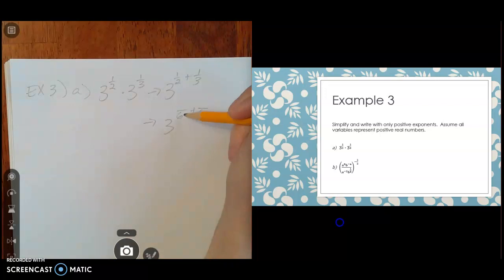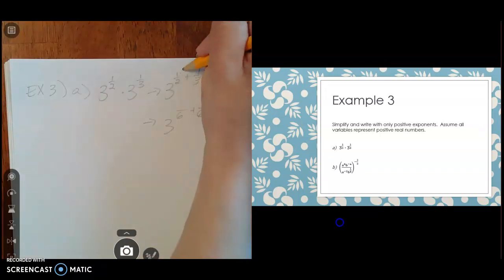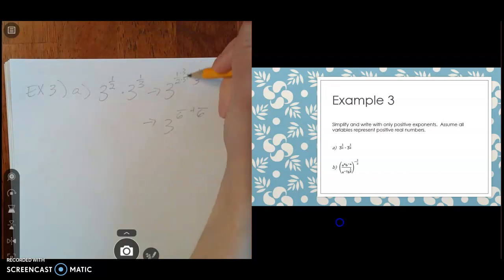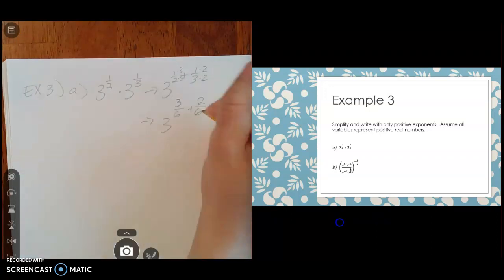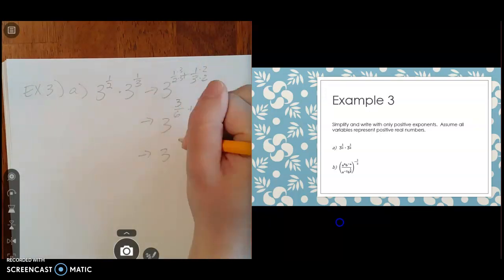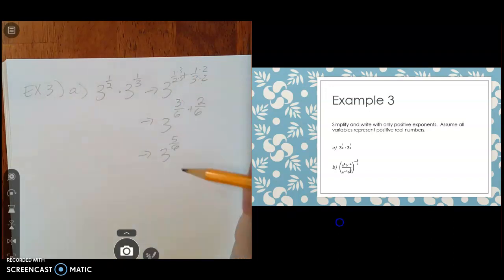To go from 1/2 to being out of 6, I'm just going to multiply the numerator and denominator by 3. So 1/2 is equivalent to 3/6. For 1/3, to get a denominator of 6, I'll just multiply the numerator and denominator by 2. So 1/3 is equivalent to 2/6. Okay, they're the same value, just written in a different way. Now that they have the same denominator, we can actually add our fractions together. 3 plus 2 is 5, so 3/6 plus 2/6 is 5/6. So now we've combined that all as much as we can. It has a positive exponent, and we are done.